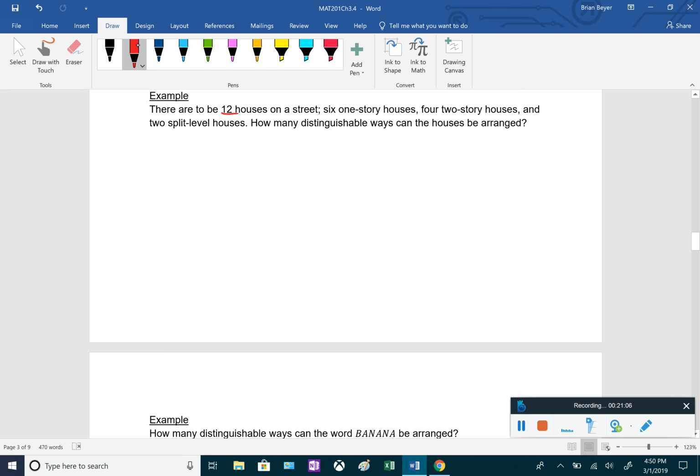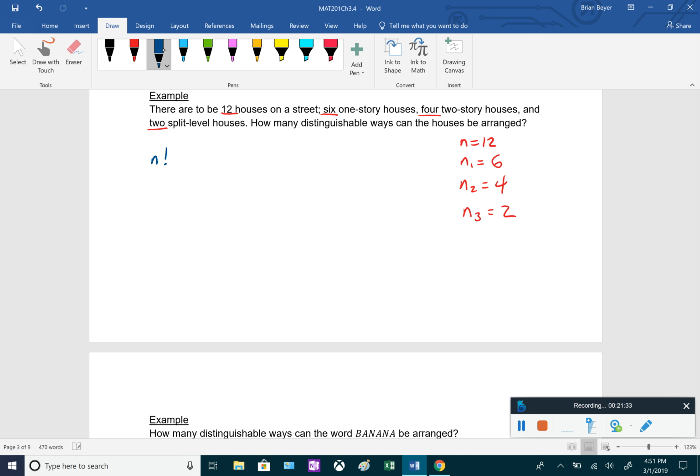There's 12 total houses, so that means n equals 12. 6 are of one type, 4 are of another type, and 2 are of a third type. So n sub 1 is going to be the number of one-story houses, which is 6. n sub 2, the number of two-story houses, which is 4. n sub 3, the number of split-level houses, which is 2.